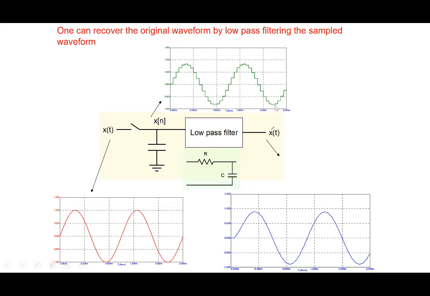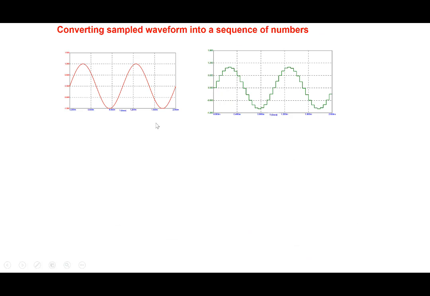Right, so yes, we can sample a signal and get a signal of this kind, and if you want to recover back the original signal, you could pass it through a low pass filter and you'll recover back the original signal also. All right, but our goal is not just to sample and hold a particular signal. That's the first step in our conversion process.